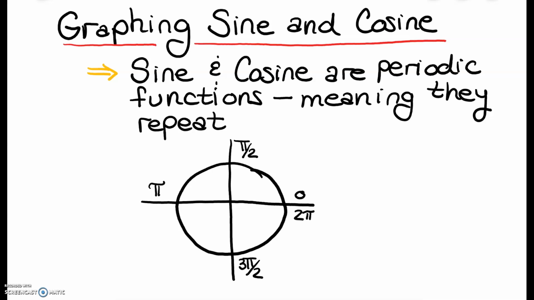In this video, we're going to talk about how to graph the sine and cosine wave. Sine and cosine are periodic functions, meaning that they repeat, and we learned that in Chapter 2.